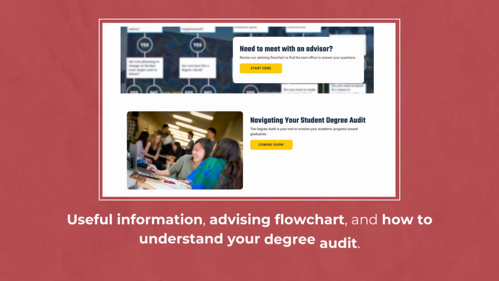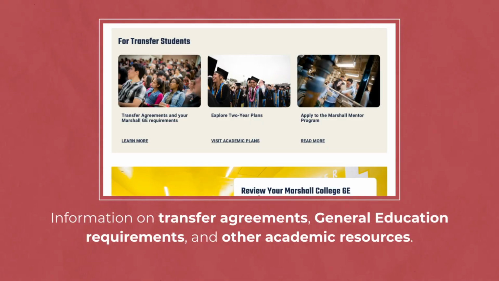Also on the webpage, you'll find resources on department advisors, a flowchart on how to figure out which appointment you most need, as well as how to understand your degree audit. But also there's more information on transfer agreements, GE requirements at Marshall College, as well as exploring resources. This web page is super important, houses everything that you need and how you can find and contact us, really an underutilized resource.